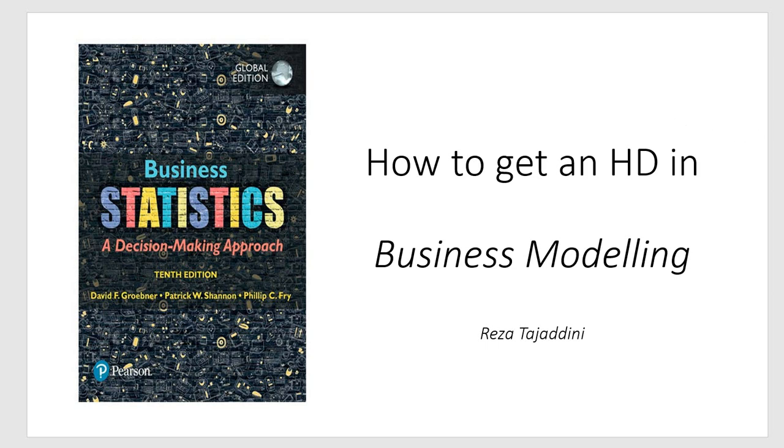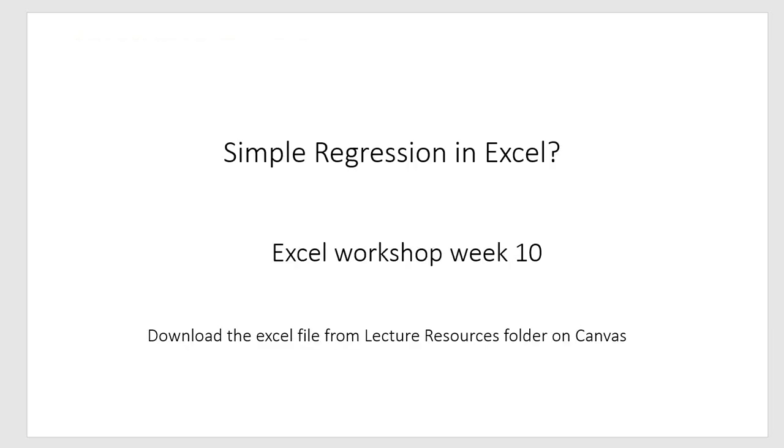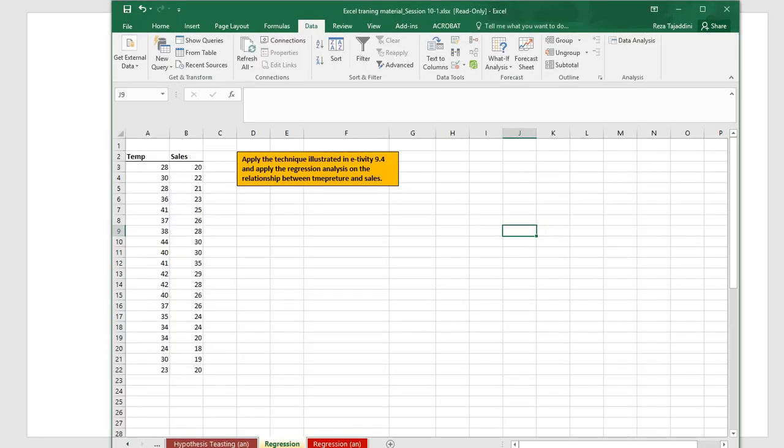This is the final video and I'm going to talk about how to run a simple regression in Excel. This is for Excel workshop week 10, and please download the Excel file from the lecture resources folder on Canvas. This is the Excel file you're going to see. I want to run a simple regression between two variables, temperature and sales. Imagine that the temperature is in centigrade and this is sales of, for example, ice cream. So as the temperature goes up, you're hoping that the number of sales of ice creams goes up as well.